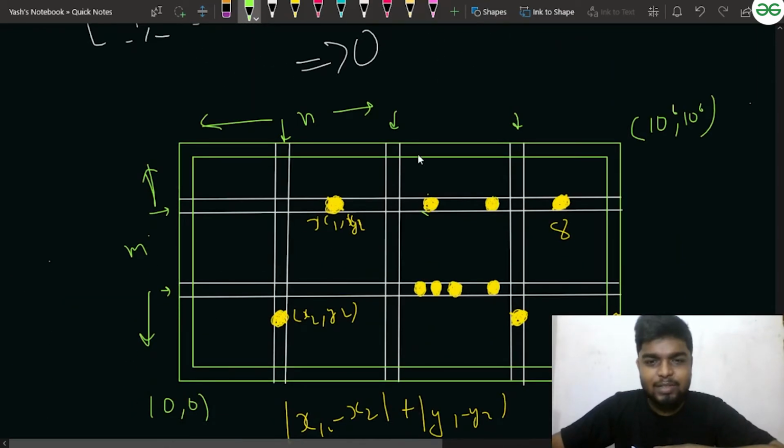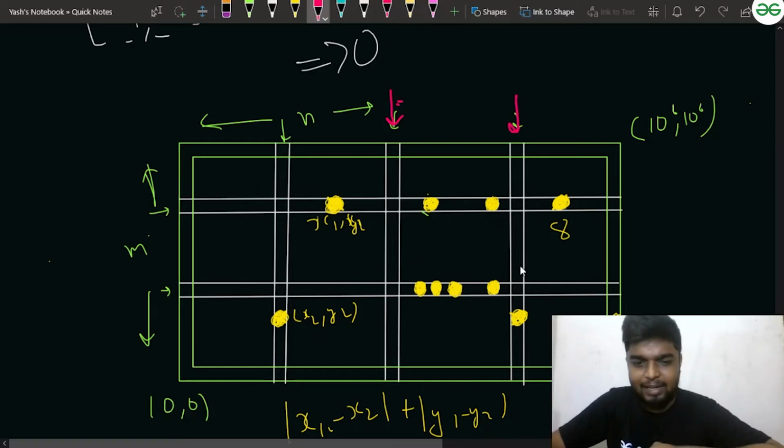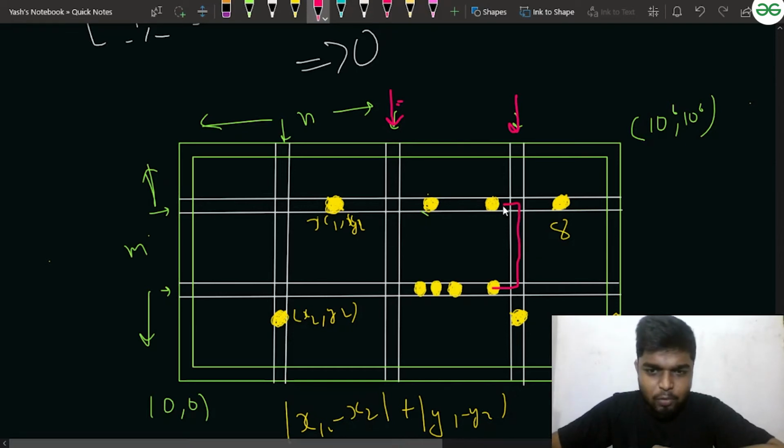So let's assume that between two particular verticals, these are the horizontal streets. Then for this horizontal street, what will be the Manhattan distance? The Manhattan distance will be mod of x1 minus x2 plus mod of y1 minus y2. That is clear. But what will be the shortest distance between these two? So you can move here, then you can move up, and then you can move left. So this will be the distance between these two.